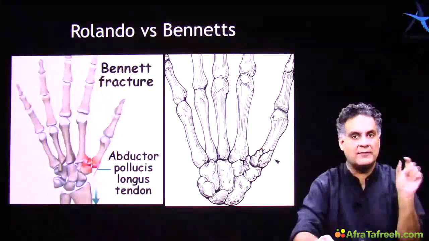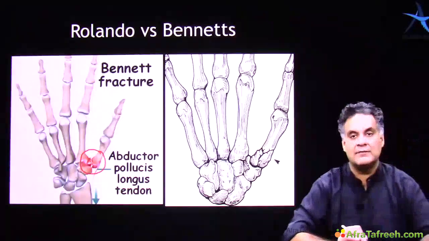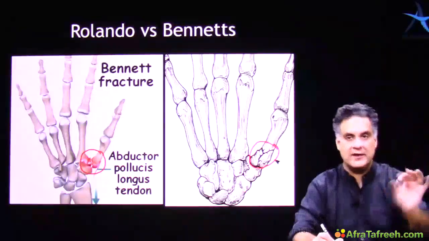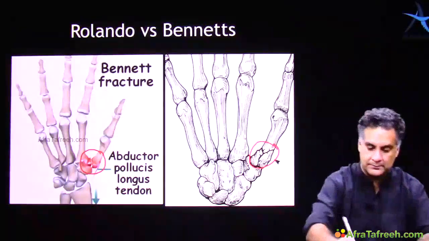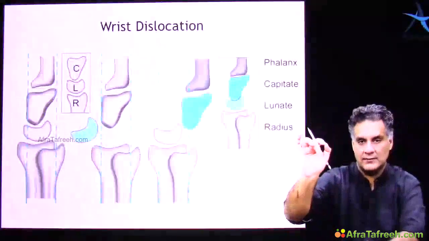Fractures of the base of first metacarpal are very commonly asked. If there's a fracture with a dislocation, it's called Bennett's. And when there's only a fracture, comminuted fracture with no dislocation, it's called Rolando. Remember one golden rule, both are intra-articular.